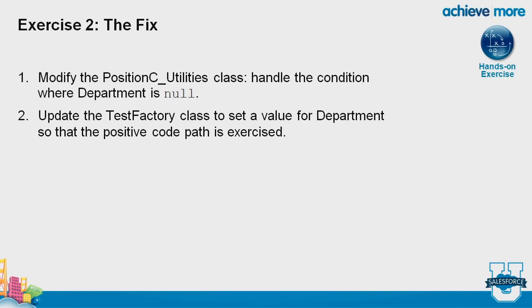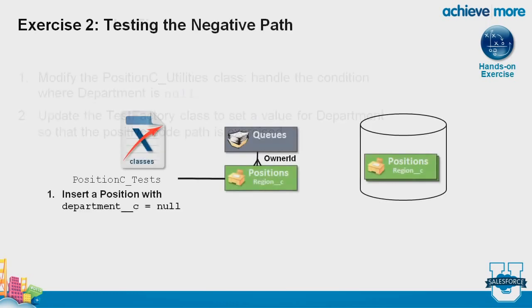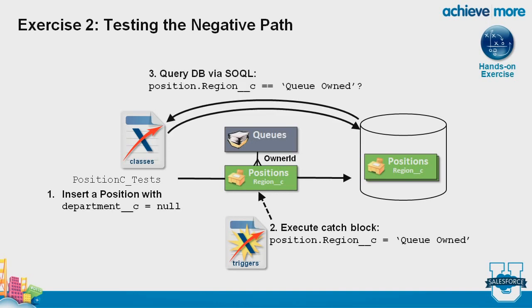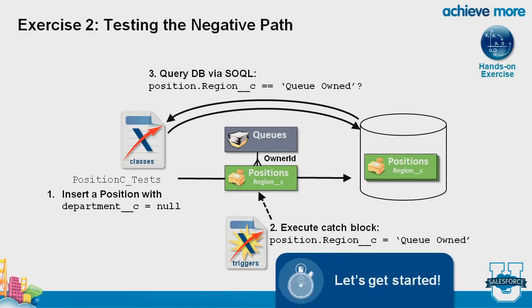All right, how are we going to fix that? Well, we're going to fix the position utilities class so that it handles the department being null, and then we're going to update the factory to set the value for the department. Similar concept: we insert a position with the department equal to null, then it goes here and the workflow sets that to queue owned. Then we'll verify that it actually does say queue owned and it did not crash just because we made that workflow. All right, so let's do it. Exercise number 2.